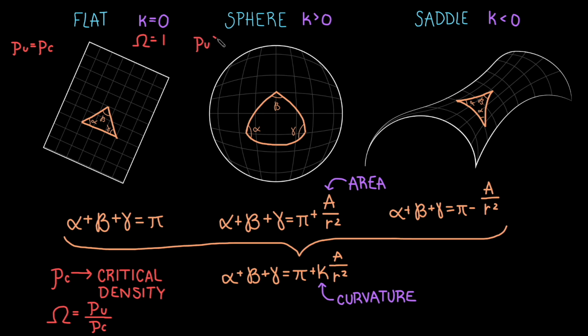If the density of the universe is greater than the critical density, the universe is a positively curved closed space. Rho universe is greater than rho critical, so omega is greater than 1. If the density of the universe is less than the critical density, the universe is a negatively curved open space. Rho universe is less than rho critical, so omega is less than 1.